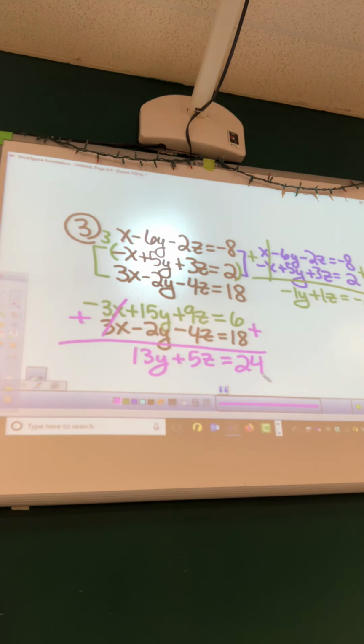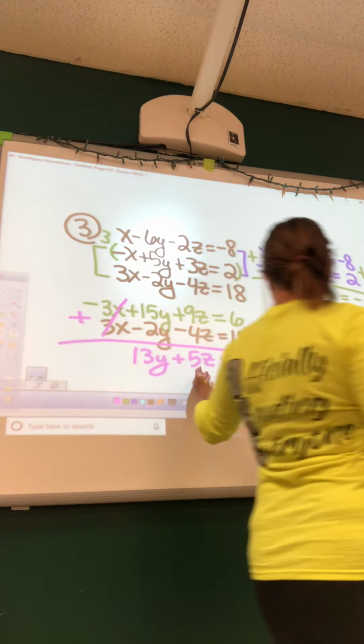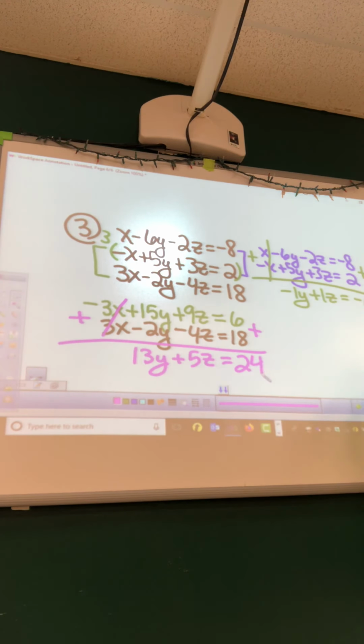So we now have two equations that have y and z equals a number. I have 13y plus 5z equals 24. I have a negative y plus a positive z equals the negative 6. So now we're looking at these two equations, and we're going to ask ourselves, what do we want to eliminate now? Do we want to eliminate a y or a z?